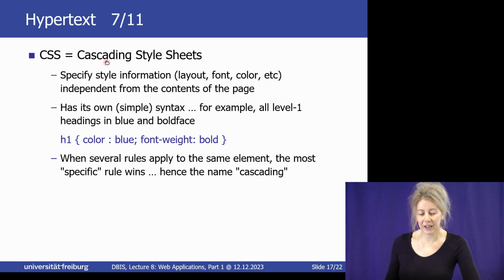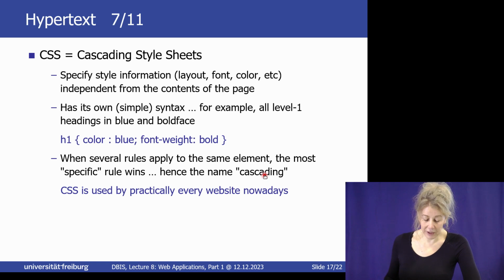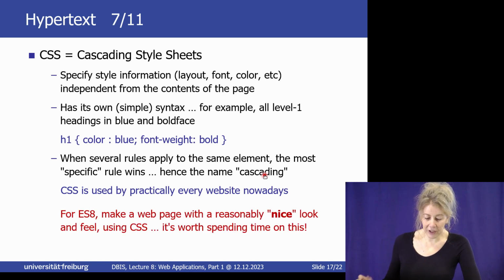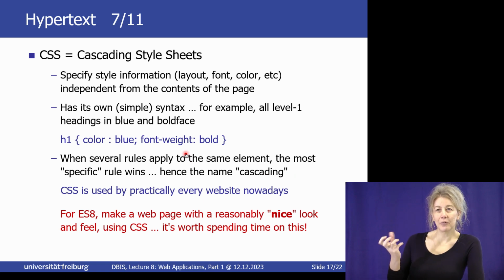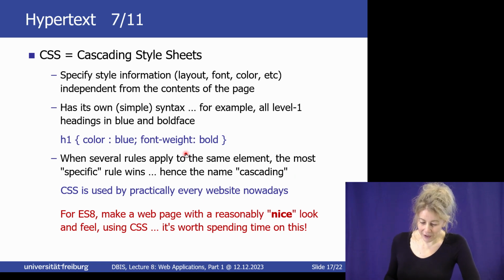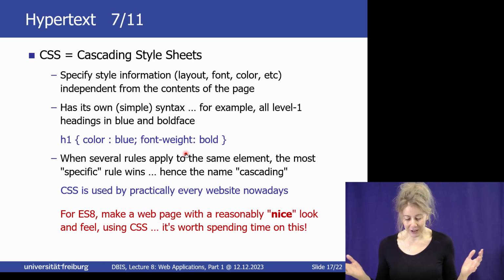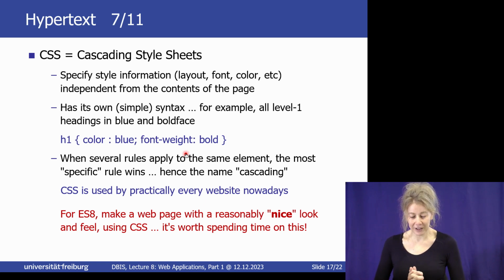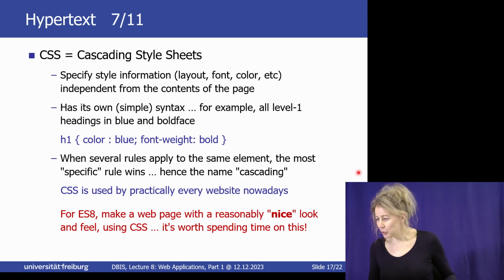Why is it called cascading style sheets? Because there are many ways to give rules. You could have another rule later on, and the most specific rule wins. That's cascading. You can nest these sheets and so on, and it's used a lot. It's a huge standard. So for the exercise sheet, at least use some style. Make it at least 1992 or something, but preferably 2023. You can spend a lot of time on this, so spend at least a little time on this to see what's possible.